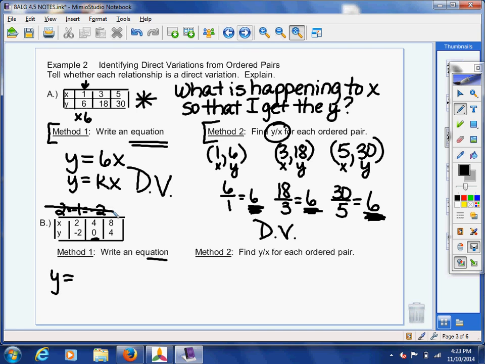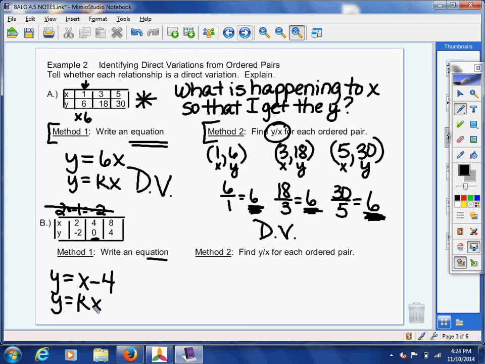Now let's try another option. Could you have possibly subtracted 4? So let's try that out. 2 minus 4. Yeah, that's -2. What's 4 minus 4? Yep, that's 0. What's 8 minus 4? Yeah, that's 4. So it works. The pattern works. It's a subtraction pattern. Now let's line it up and let's see if it's a direct variation.